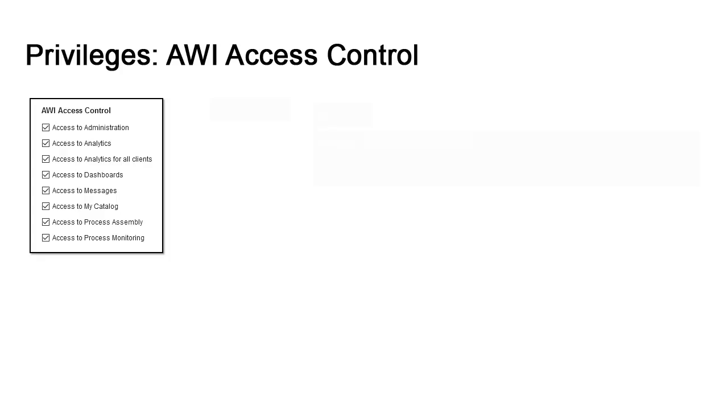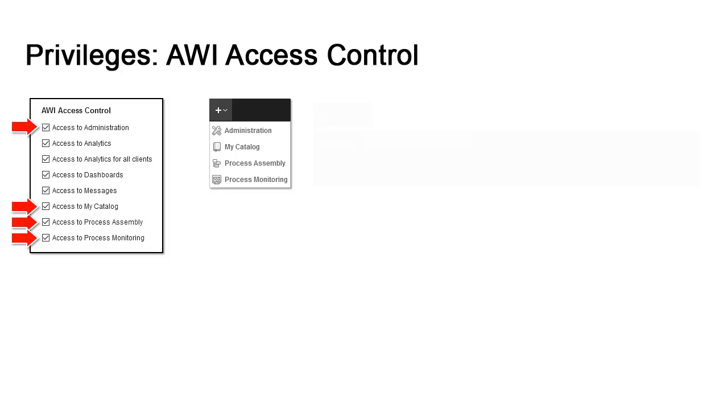Let's break down privileges. The most important section is AWI access. Without this, most of the other privileges are inconsequential. Here, we grant access to the 4 perspectives in the menu, namely Administration, My Catalog, Process Assembly, and Process Monitoring. This comes into play when you want to configure a basic monitoring profile for an entry-level operator. They might be given access to process monitoring and none of the others.